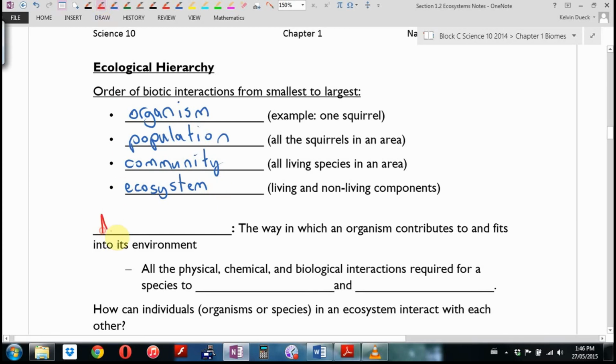Another neat word is the word niche. This is the way in which an organism contributes to and fits into its environment. Ideally, for a healthy ecosystem, every organism has its own little niche that it fits into, and that way species A doesn't eat the same food as species B, which doesn't eat the same food as species C, which doesn't live in the same area as species A. They all have their own little niches that they fit into. In an unhealthy ecosystem, that isn't happening, and then you're going to have competition and ugliness.